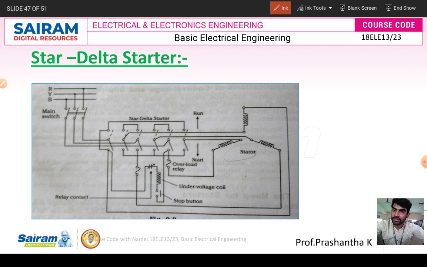So the switch is in one position. Suppose it is connected in start condition, the switch is in start position, that TPDT switch, triple pole double throw switch. Not triple pole, 1 2 3 4 5 6 will be there, 6 switches will be there. So here also an under voltage coil will be there, stop button will be there. So the coil and all we are using for safety purpose.